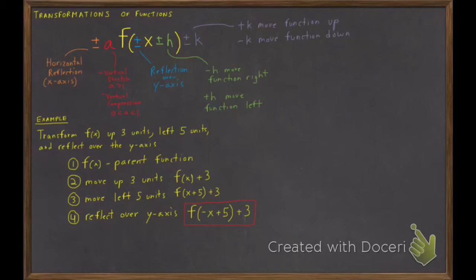We have successfully transformed our f of x, or our parent function, up 3 units, left 5 units, and reflected that function over the y-axis.